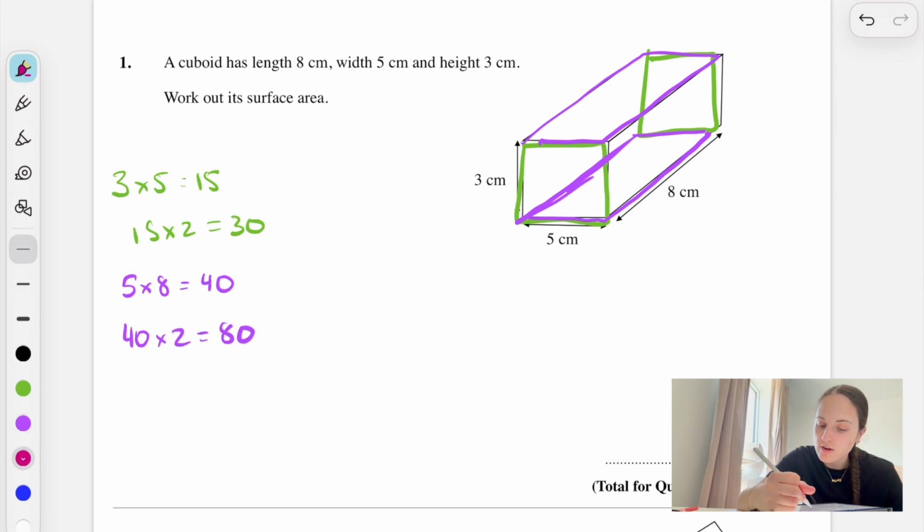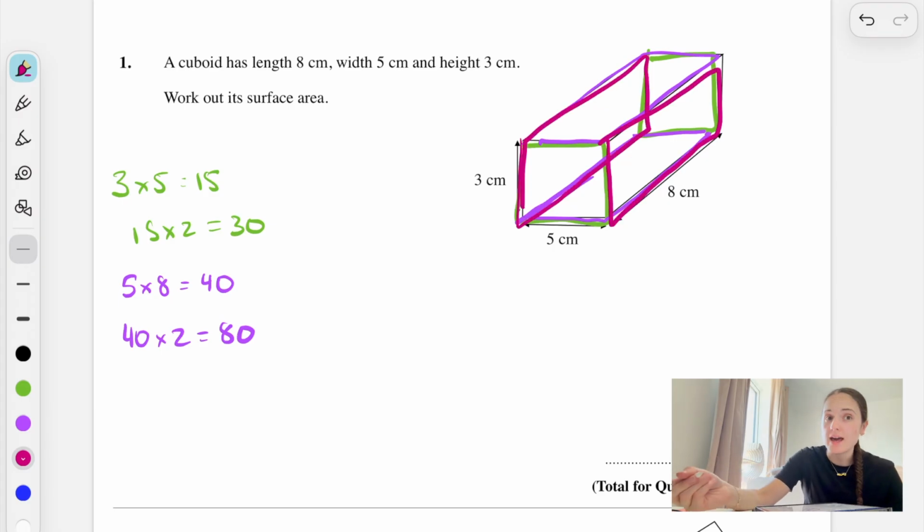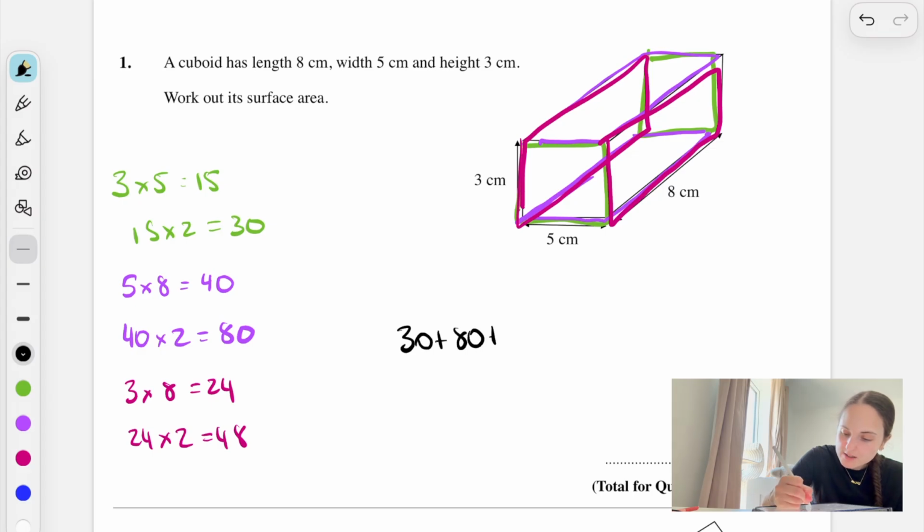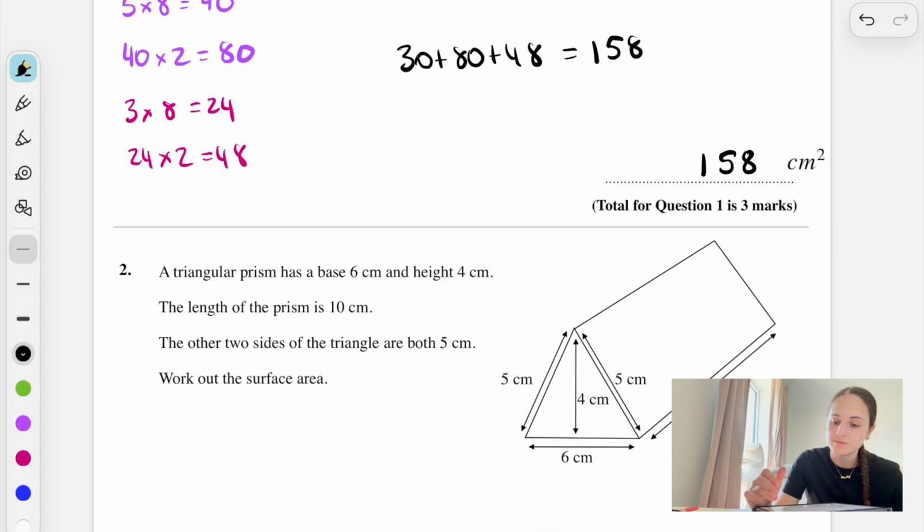Finally, I've got the rectangles on the faces either side. So I have 2 rectangles that are 3 by 8 centimeters. So I'm going to do 3 times by 8, which is 24, and I'm going to do 24 times by 2, which is 48. So now I have the area of each of the faces. I'm going to add them all up. So I'm left with 30 plus 80 plus 48. And if I work that out, I end up with 158 squared centimeters. So the answer to this question is 158.